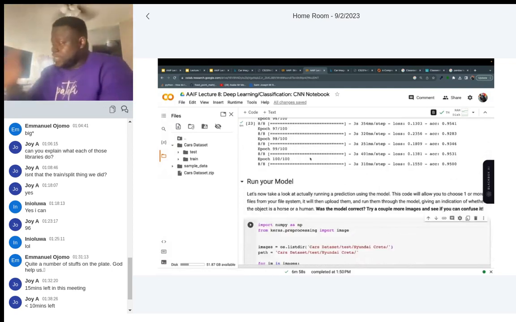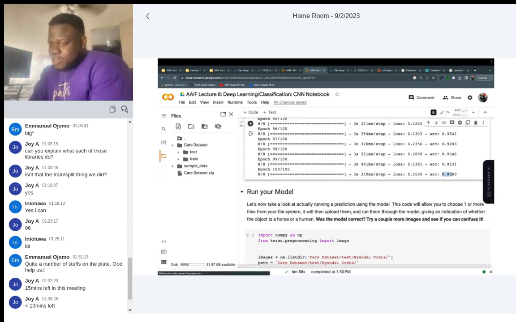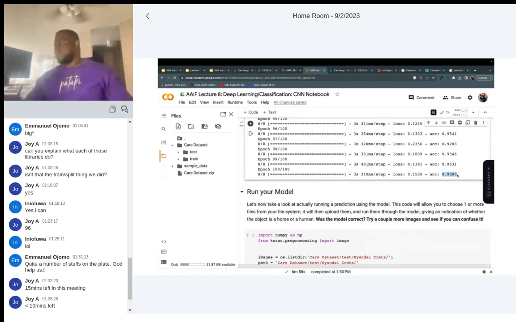So yes, our model is done. After 100 epochs, our accuracy is 95%. Voila. So let's test it.